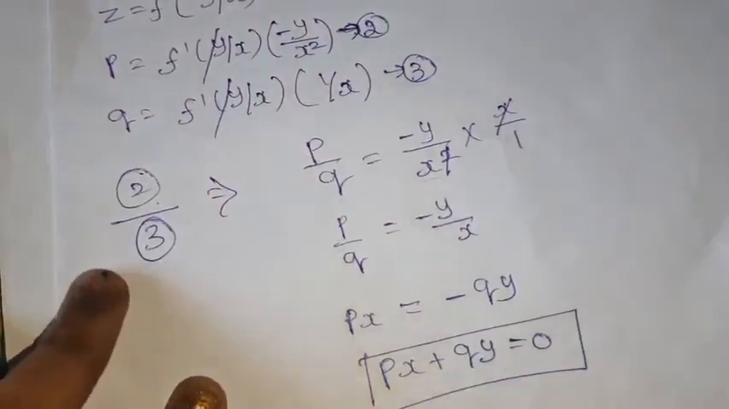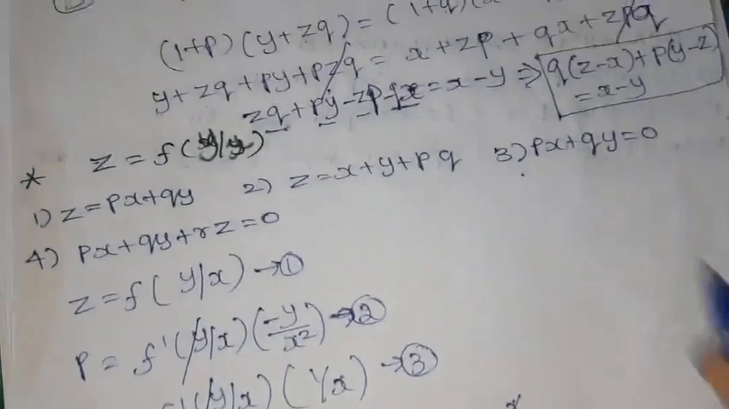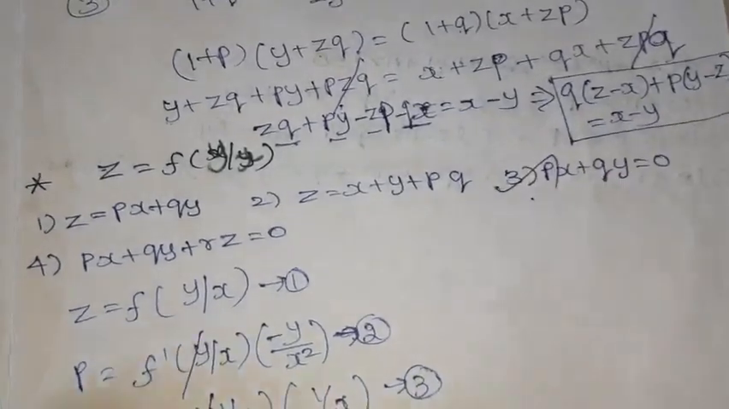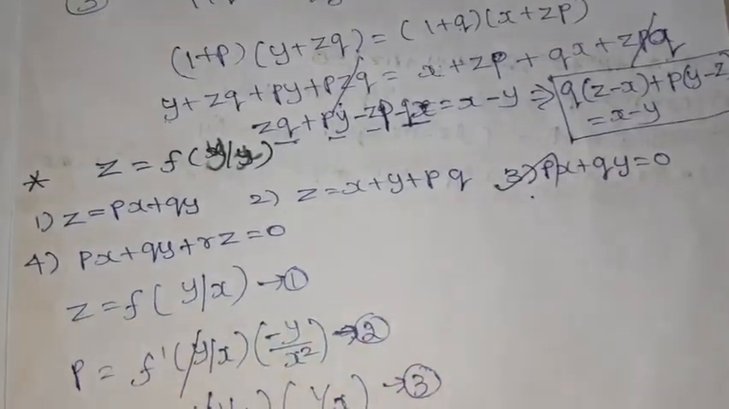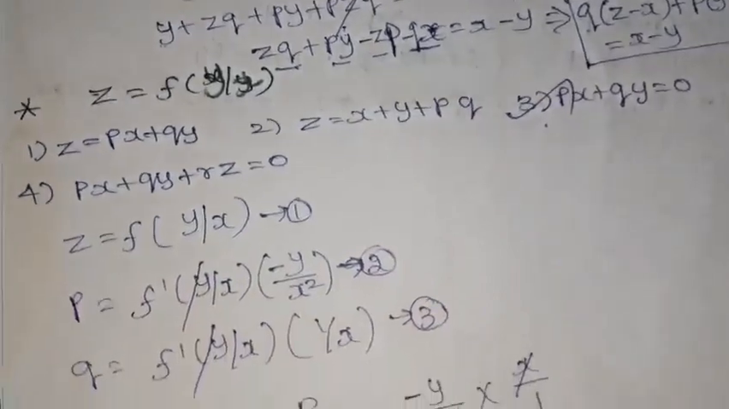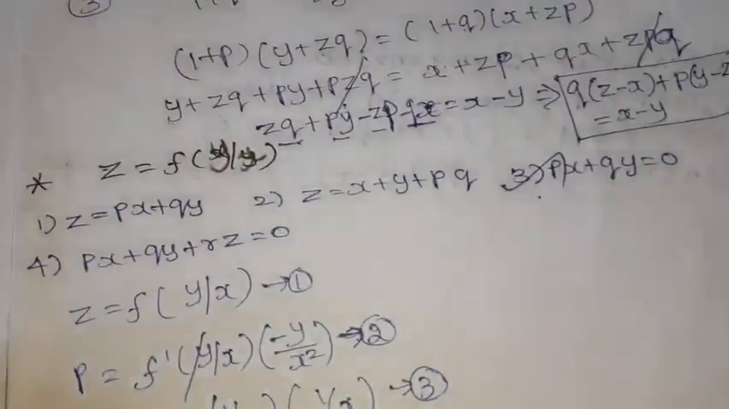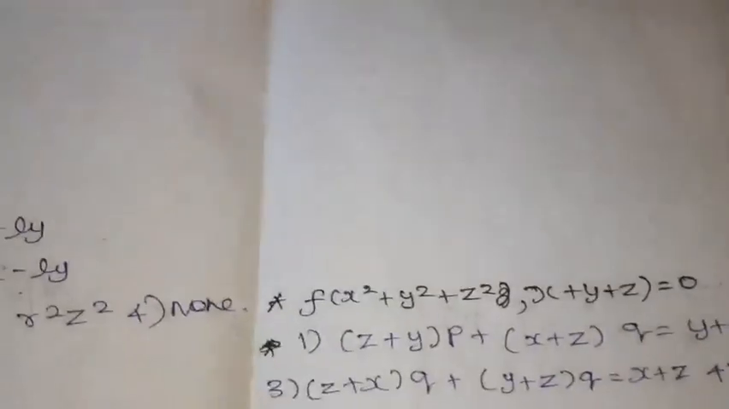So px plus qy equals 0 is option 3. px plus qy equals 0 is the right option for this problem. Okay, then move on to the next example problem.